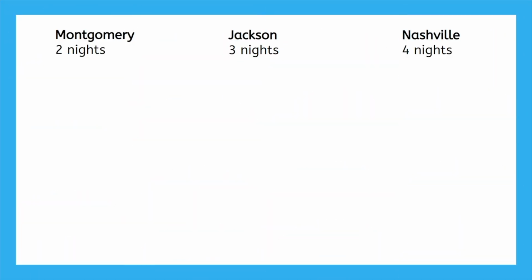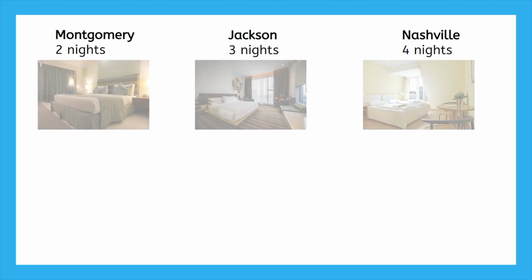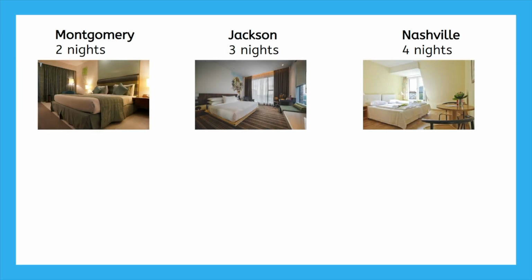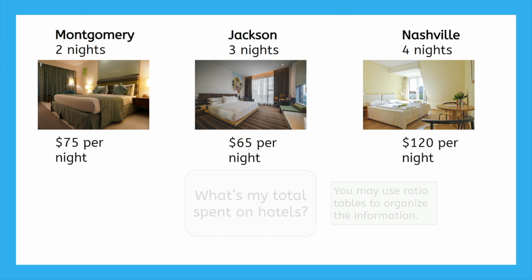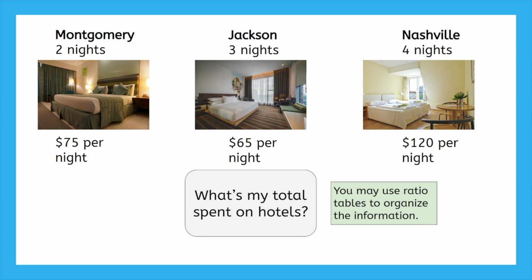Here are the number of nights I'm spending in each city. I've looked at some hotels and decided on these rooms. And here are the unit rates for the price per night. Use these unit rates to predict my total spent on hotels. You can use a ratio table to organize the information. Pause now and return once you have your prediction.